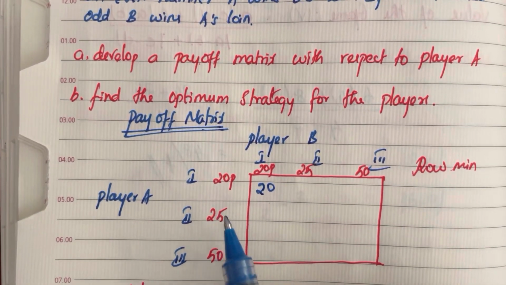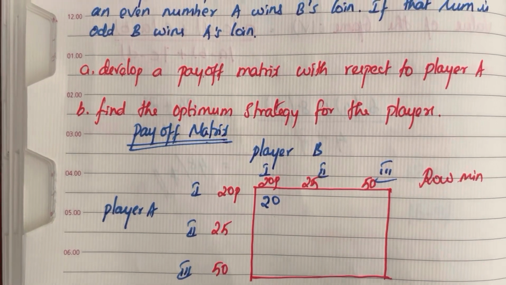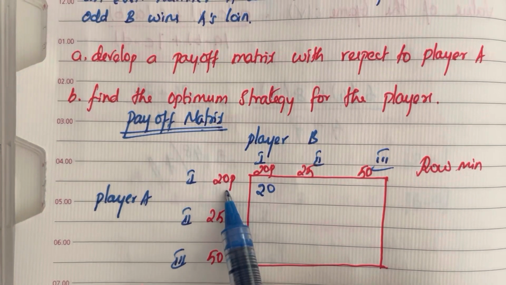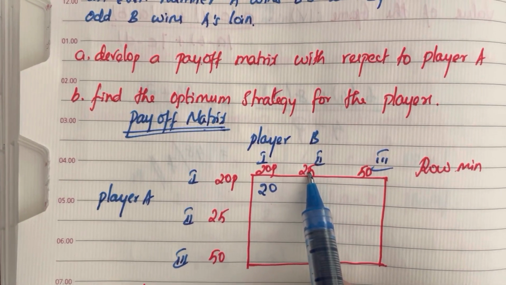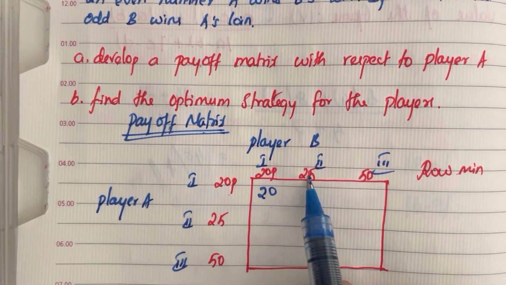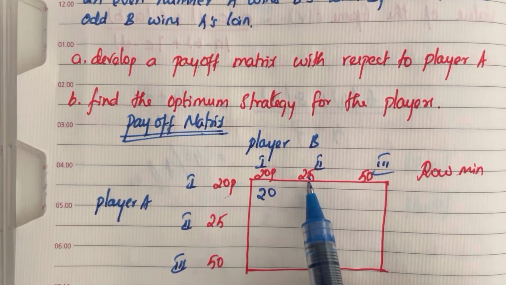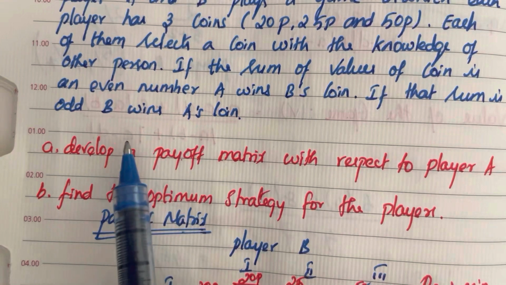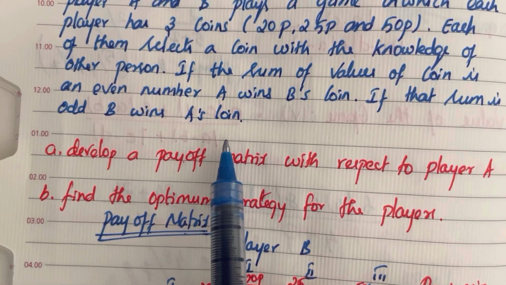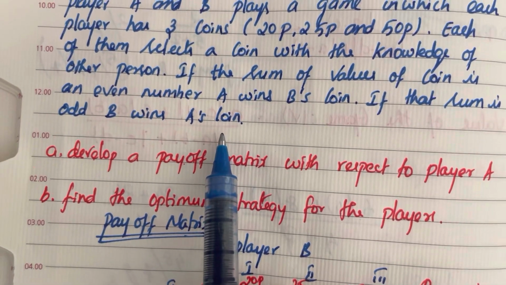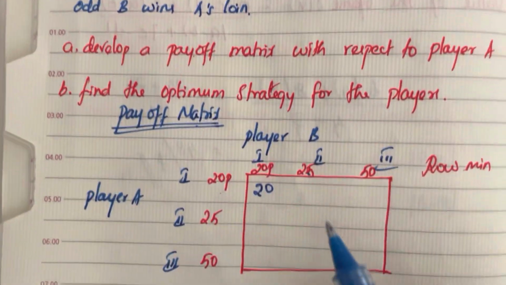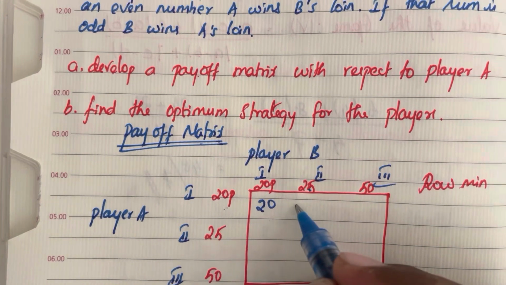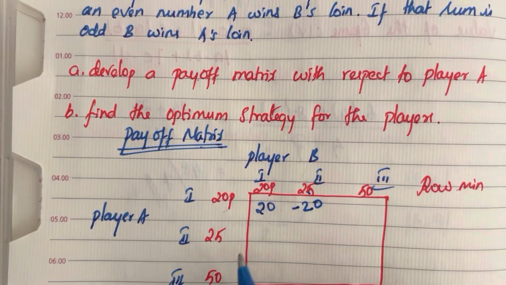Here we are looking only at player A's perspective, what he is gaining and what he is going to lose. Next is 20 and 25. The sum is 45, so it is an odd number. Odd means B wins A's coin, so A is losing. How much will he lose? He will lose his coin, so it is going to be minus 20.